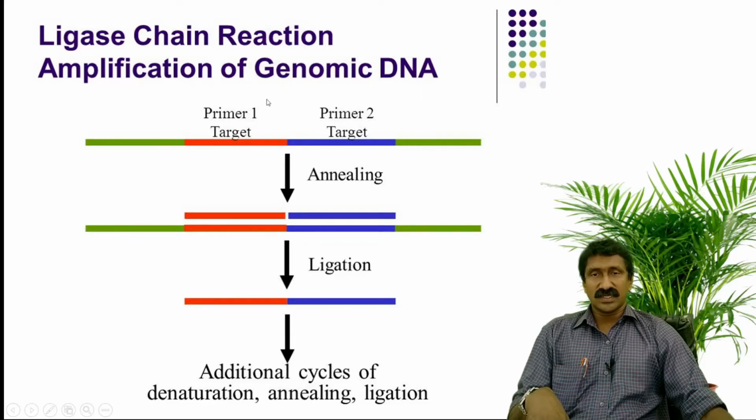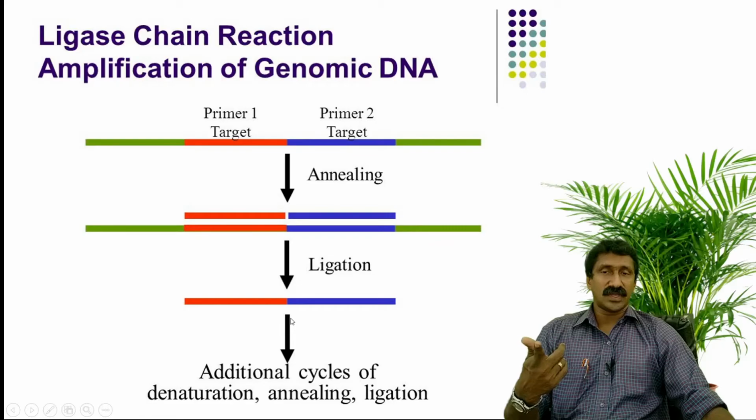So we have the target DNA. For the identification of the target DNA, you design two specific primers against the target DNA. Once they are joined and ligated, you have a new template that is available. This will act as the template for the next joining of the primers.